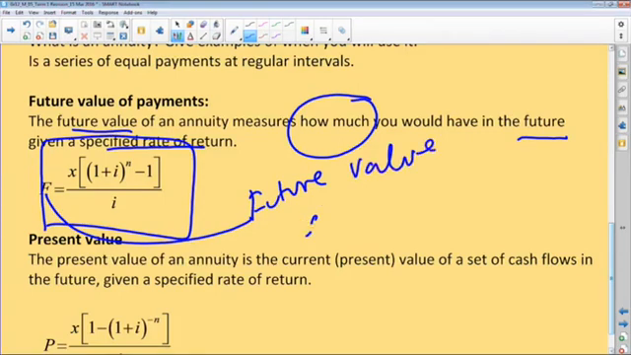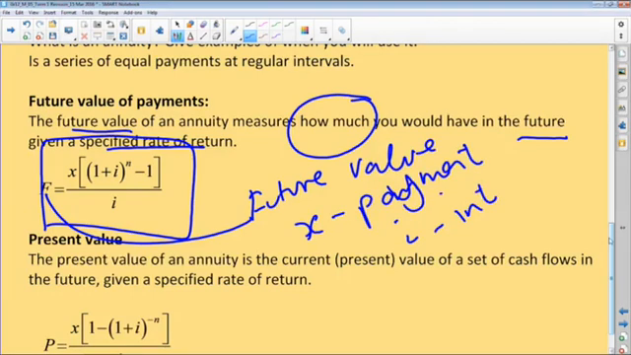X is your payment per period. So that's your payment. I is your interest rate. And N again is your period. And remember, these two always need to match.